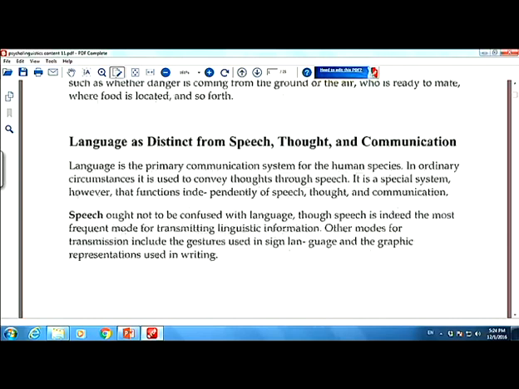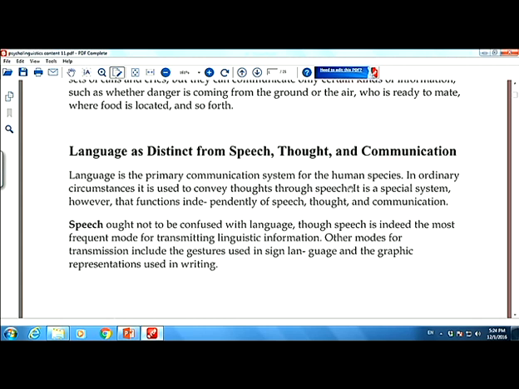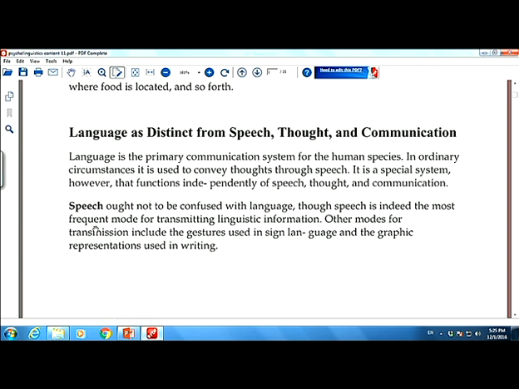All right. Now, this is really important, the distinction between language, speech, and communication. We talked about that, and the first part here, we talked about language is the primary communication system for the human species. So, this paragraph, the first one, tells us what's the difference between language, communication, and speech. Here, speech should not be confused with language, and this is the reason, so we should know this.